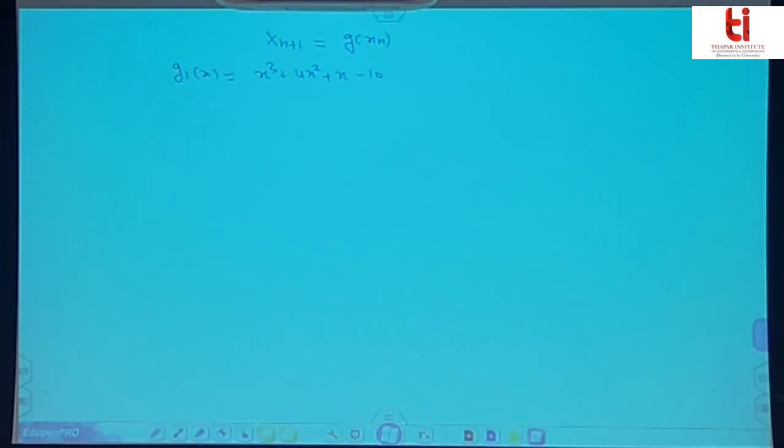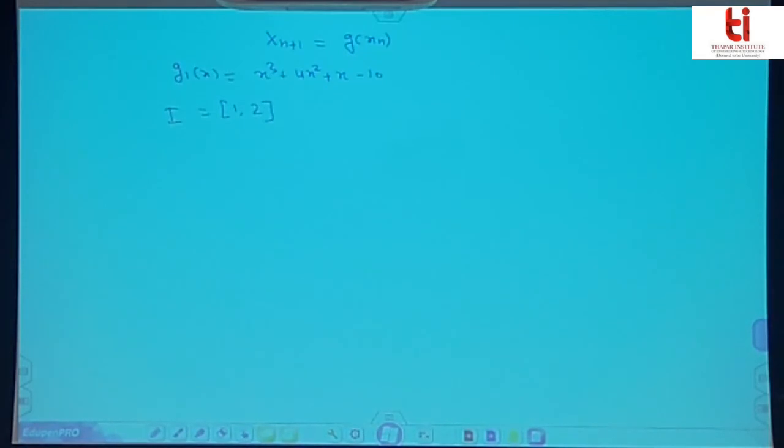Whatever g we are choosing, it should satisfy two conditions. First is what? Existence of the fixed point, and the second condition is whether the fixed point is unique or not. So we will check whether this g1 satisfies both the conditions or not. Okay, so in which interval are we taking the fixed point? 1 to 2. This is your interval.